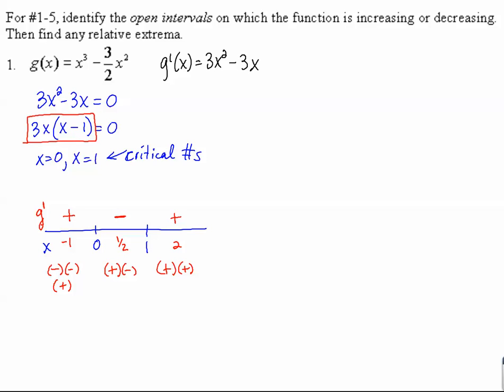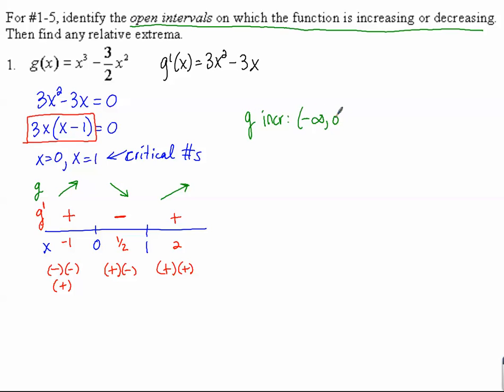So now I'm going to give myself a visual. When the derivative is positive, when g prime is positive, g is going up, increasing. When g prime is negative, g is decreasing. When g prime is positive, g is increasing. So now I can answer the question, identify the open intervals where the function is increasing or decreasing. Here's how I answer the question. G is increasing on -infinity to 0, but then again from 1 to infinity, so union 1 to infinity.